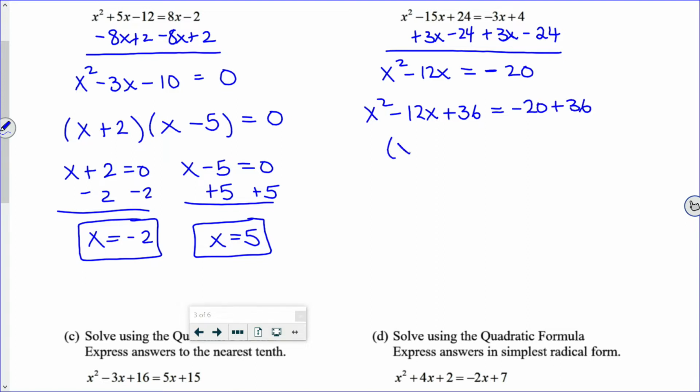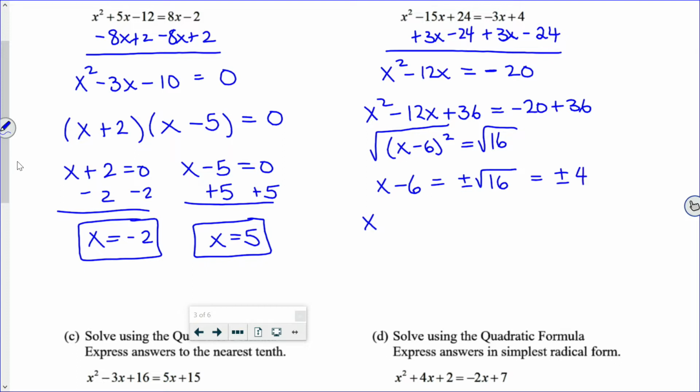This then factors as x minus 6, quantity squared, is equal to 16. I can take the square root of both sides. That will give me x minus 6 is equal to plus or minus the square root of 16. That's actually pretty nice because the square root of 16 is a nice number, it's 4.